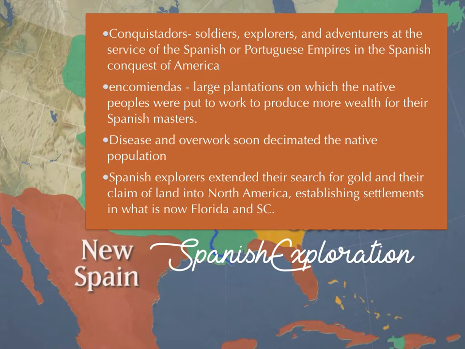So the Spanish explorers extended their search for gold and their claim of land into North America, establishing settlements in what is now Florida and South Carolina. Okay, so yeah, the Spanish were here for gold, God, and glory, basically.